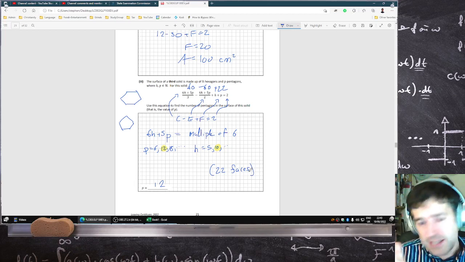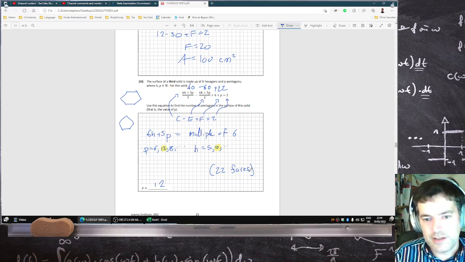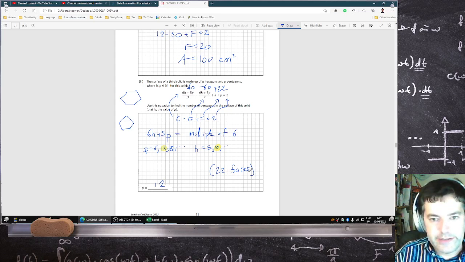If somebody has a better way of doing this, please let me know. But I think if I was a student in an exam and I had a question like this, I probably would just panic and brute force the solution. But I know this is stupid. Apologies for that delay. That was a real stumper.